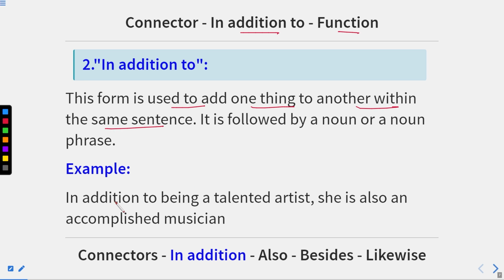For example, in addition to being a talented artist, she's also an accomplished musician. So this is only one sentence in which we are having further information about that particular person, but within the sentence only. Here it is written, in addition to being a talented artist, it means she is a talented artist. Again, she is also an accomplished musician. So she is both musician and talented artist. But just to show these two pieces of information within the sentence, we are using the in addition to phrase. So this is how we can use in addition to in the sentence.